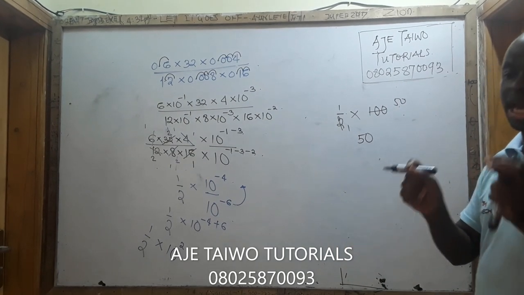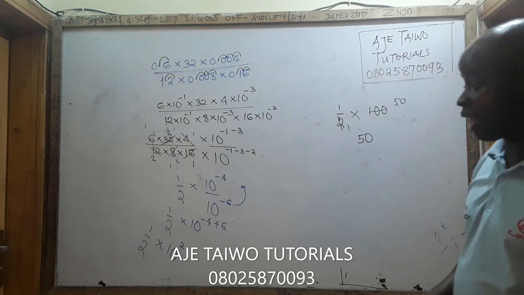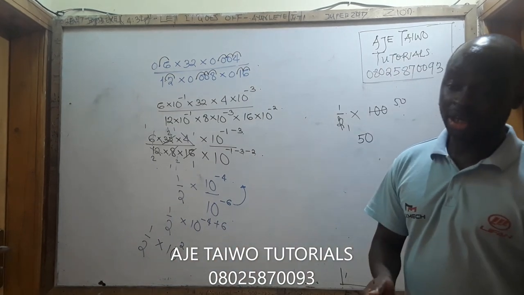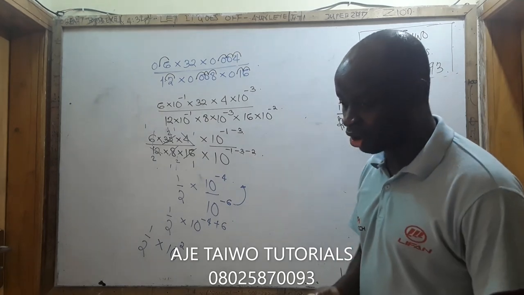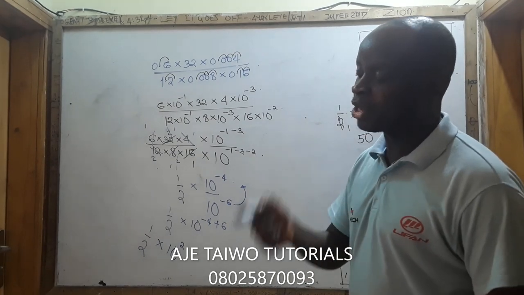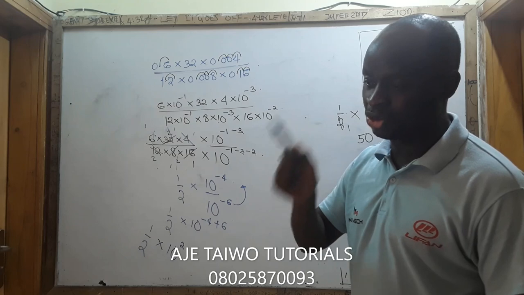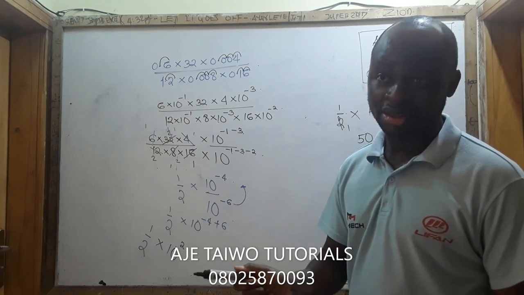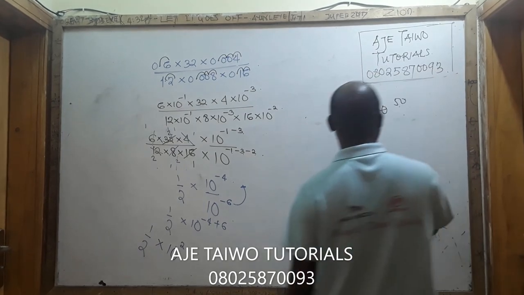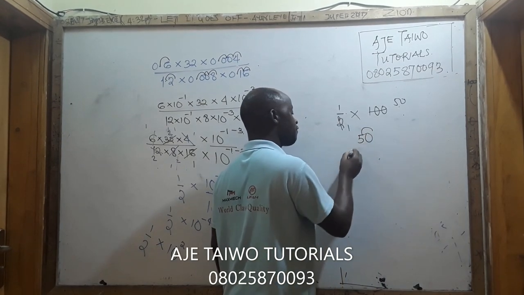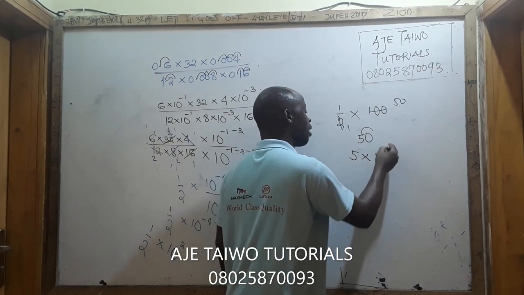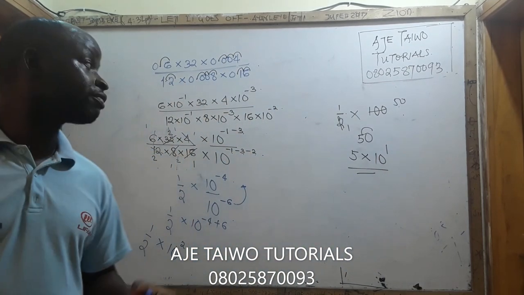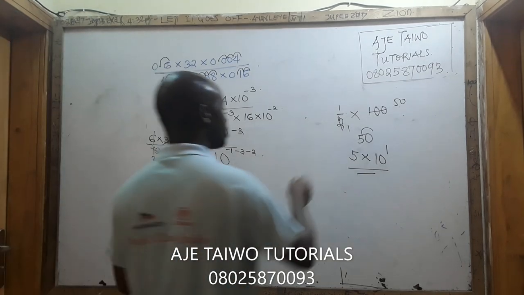I've not used any calculator. Even though I know that this is 0.5 times 100. That's 50. I did not say 0.5 because I may not even know that 1 over 2 is 0.5. I may have to press calculator to get that. So this is 50. You now say 5 times 10 raised to the power 1. Answer is 5 times 10 raised to the power 1.